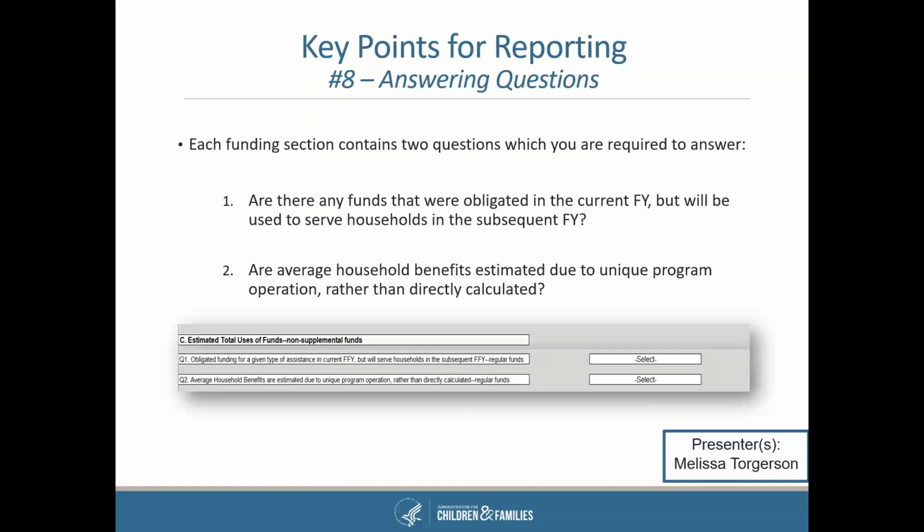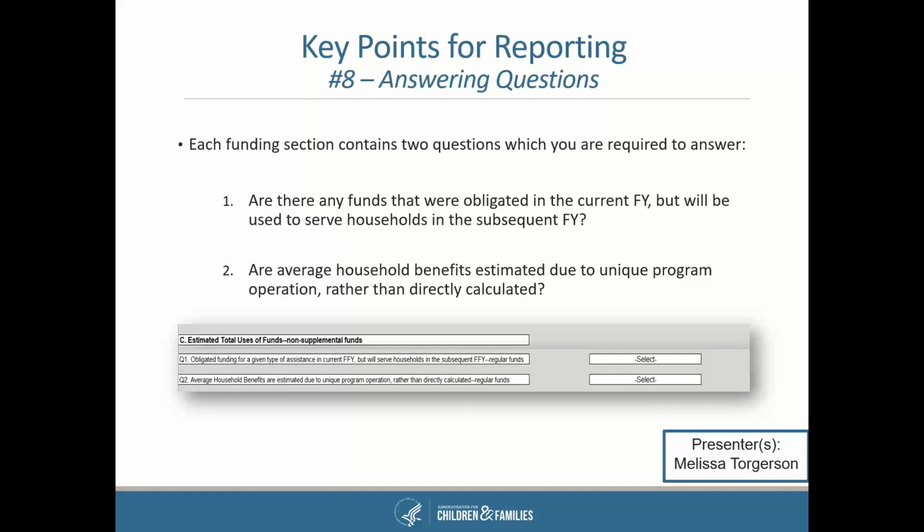Each funding section contains 2 questions you're required to answer. The first is, are there any funds that were obligated in the current fiscal year but will be used to serve households in the subsequent fiscal year? This is very common for some of you, so you'll just want to answer yes or no to that. Are average household benefits estimated due to unique program operation rather than directly calculated?